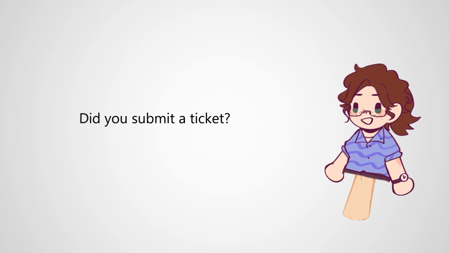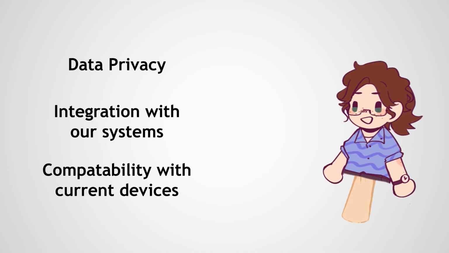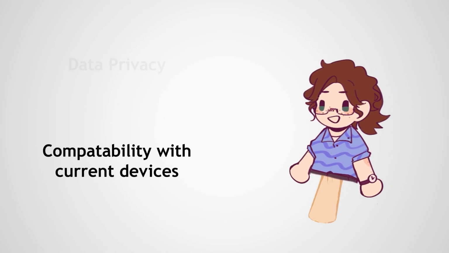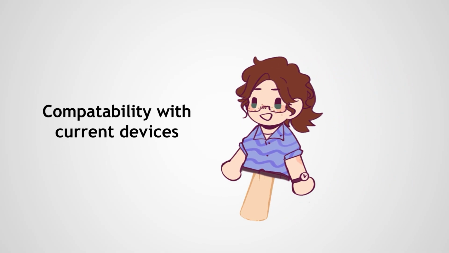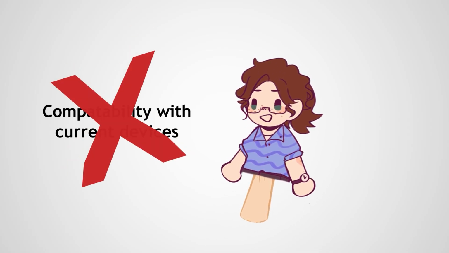The technology side of the vetting process primarily involves three different factors: data privacy, integration with our systems, and compatibility with our current devices. Working backwards, device compatibility is pretty simple. Does it work on our current wave of devices? If it doesn't, there's no point in vetting any further. If we can't run it, we can't use it.